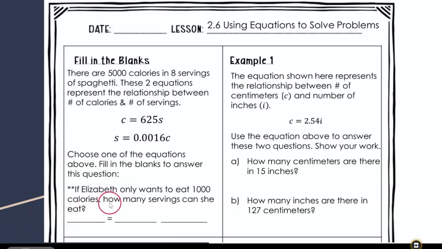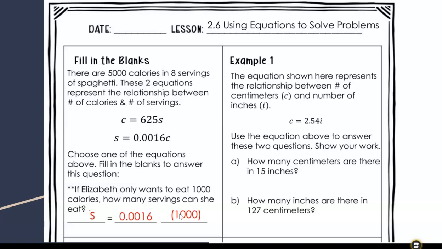Since in the question what we need to find is the number of servings, which is S, the only equation we can use would be S equals 0.0016C. I'm going to put that in the first part of our equation, but instead of writing C, we're going to put 1,000 because that's how many calories she wants to eat.